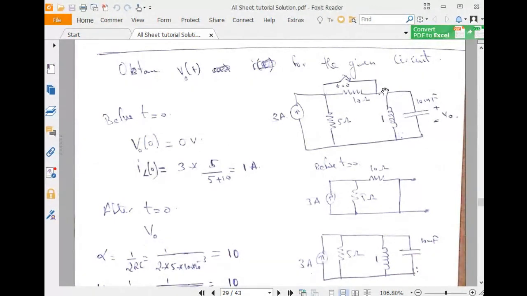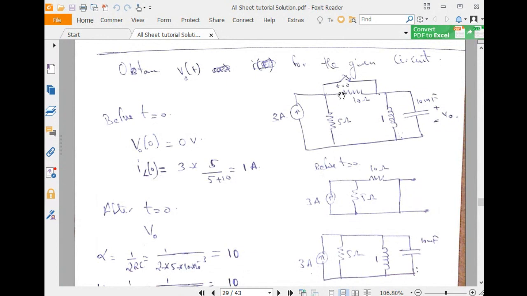As you know, the source is connected, then it will be short circuit. That's why Vc of 0 will be 0, and IL of 0 equals the total current multiplied by this resistance. Why? Because we are finding this current. So opposite resistance by total resistance, 10 and 5. Okay, it is open.